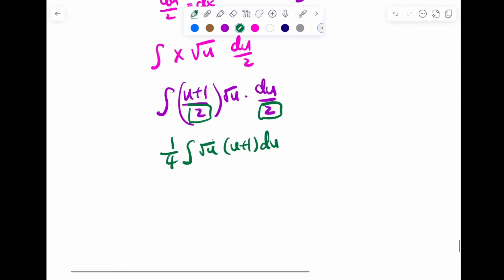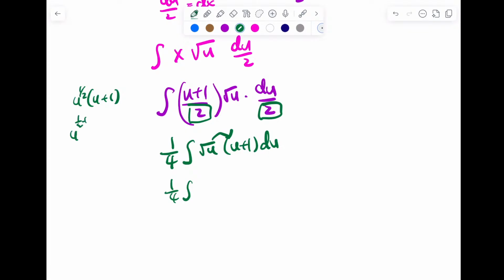So if I distribute this, I'm going to distribute on the side. This is u to the 1/2 times u plus 1. So u to the 1/2 plus 1 plus u to the 1/2, right? So it'll be u to the 3 over 2 plus u to the 1/2 du. Now I haven't taken the integral. I only distributed. I didn't take an integral. Now I'm going to take the integral from here.